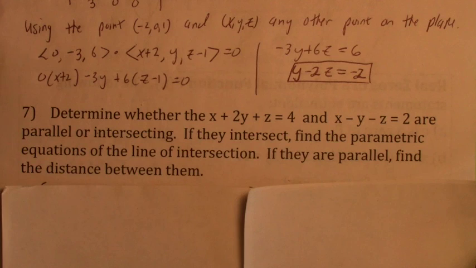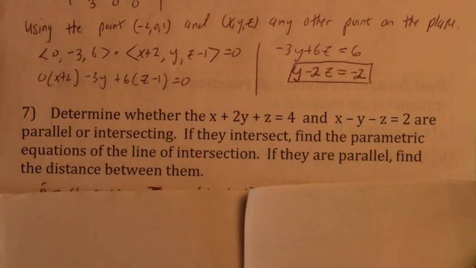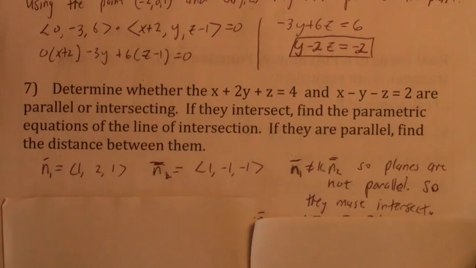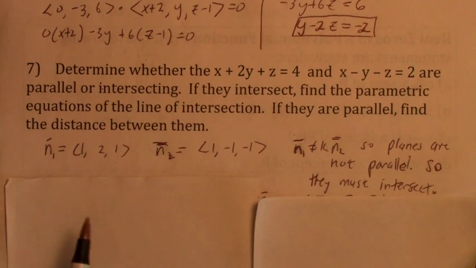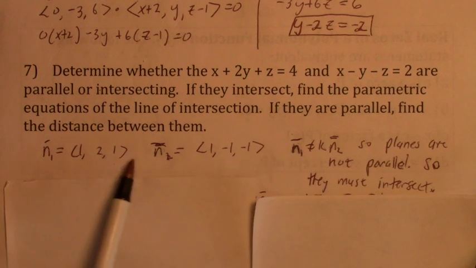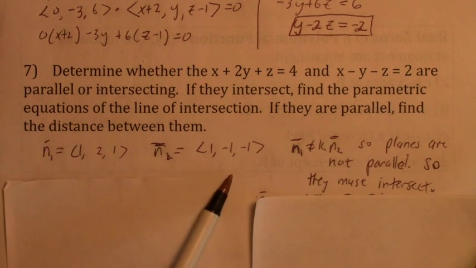Okay, these last two problems are a little bit harder, I think. Here are the equations of two planes, and the question is, are they parallel or do they intersect? And those are the only two possibilities for planes. If they're parallel, then find the distance between them. If they intersect, find the line of intersection. Well, if you look at the normal vectors for these planes, you can see that one of them is clearly not a multiple of the other. That means they have to intersect.